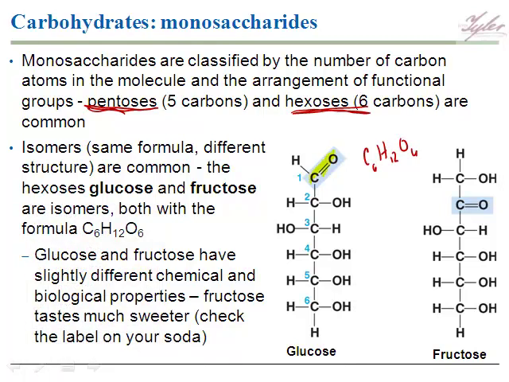So check it out. Look at where the oxygen is, and the oxygen is over here. And so that means that OH is in a different place than it is over here. Glucose and fructose. They have slightly different chemical and biological properties. For example, fructose tastes much, much sweeter. This is why it's the sweetener of choice in sodas. You'll use a lot less of it.